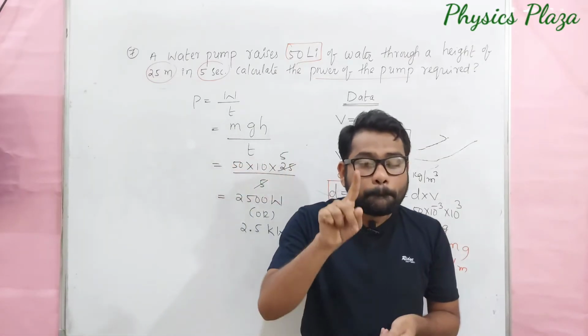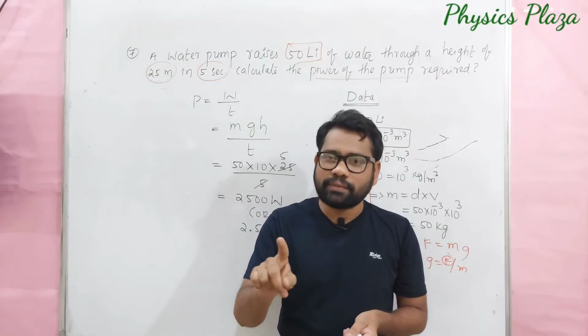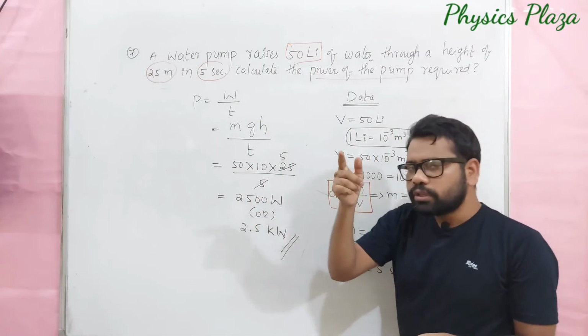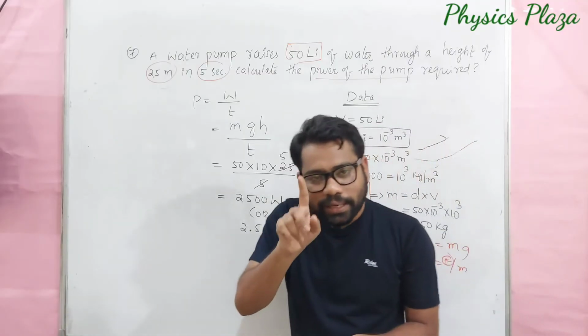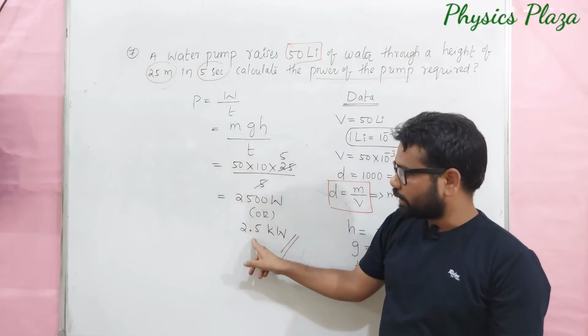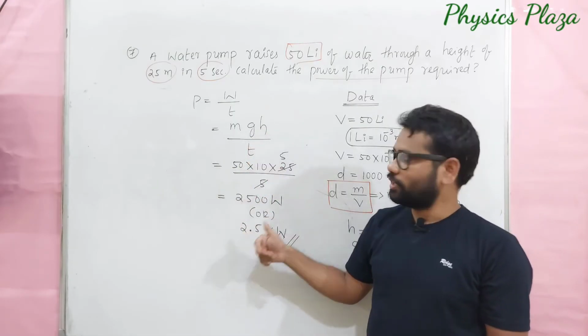Children, this is how we can calculate the power. But here mass is not given. Volume is given and even density is given. By using the volume and density, we calculated the mass, thereby we calculated the work done against the gravity, then we calculated the power. Okay children, come on, copy it.